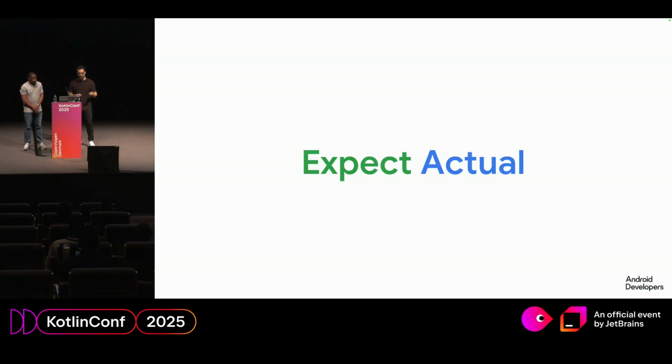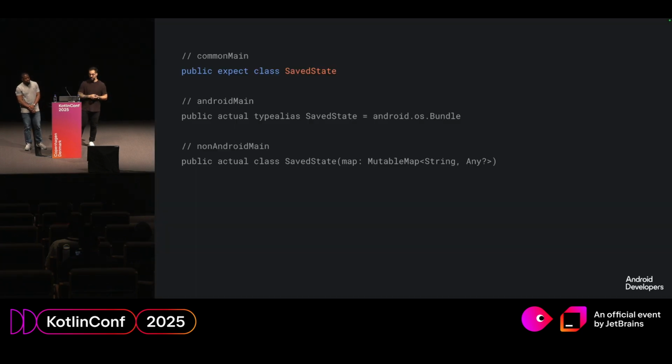So Kotlin has a good answer for the problem, which is expect actual. We can make a new expect class called SavedState. This class works differently on each platform. As you can see, it's an empty expect class. There are no methods, nothing in the public namespace of it. On Android, SavedState will be just another name for bundle. On other platforms, it will be a simple map wrapper. And then we give you APIs to mutate this map from your common source set.